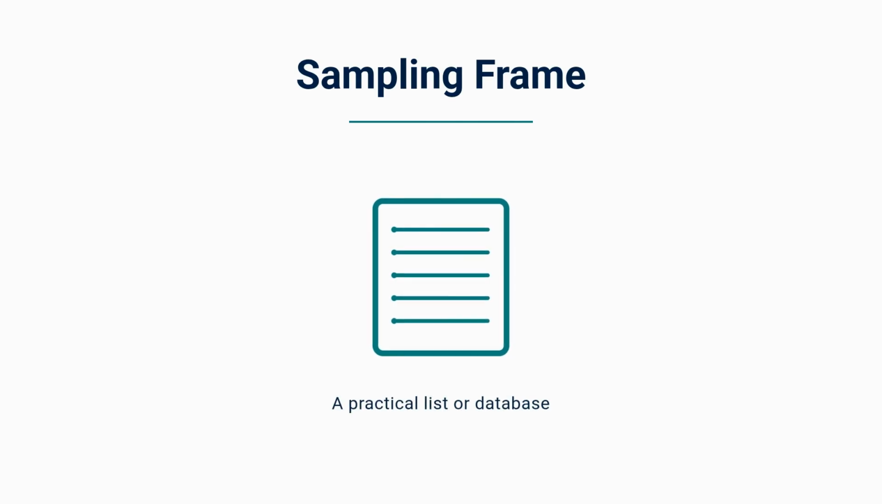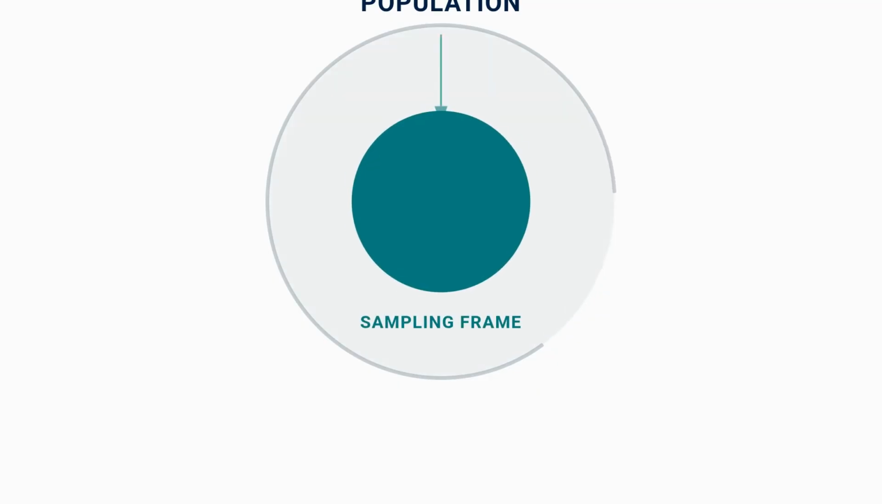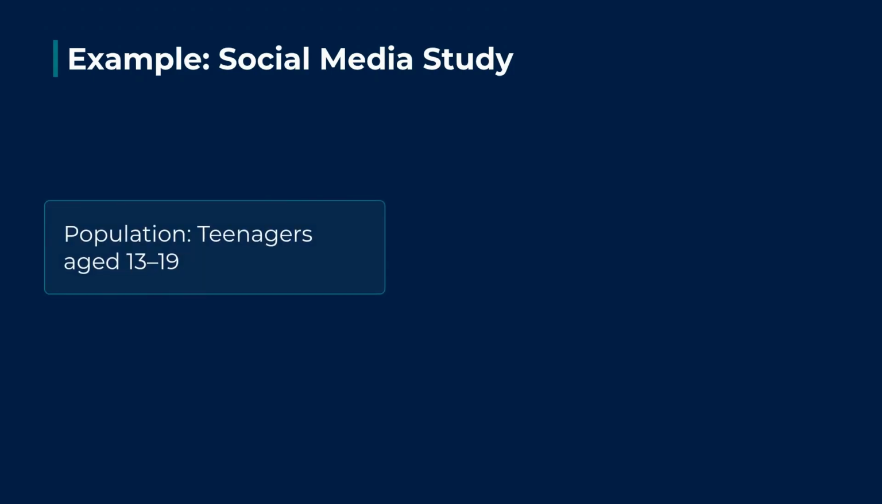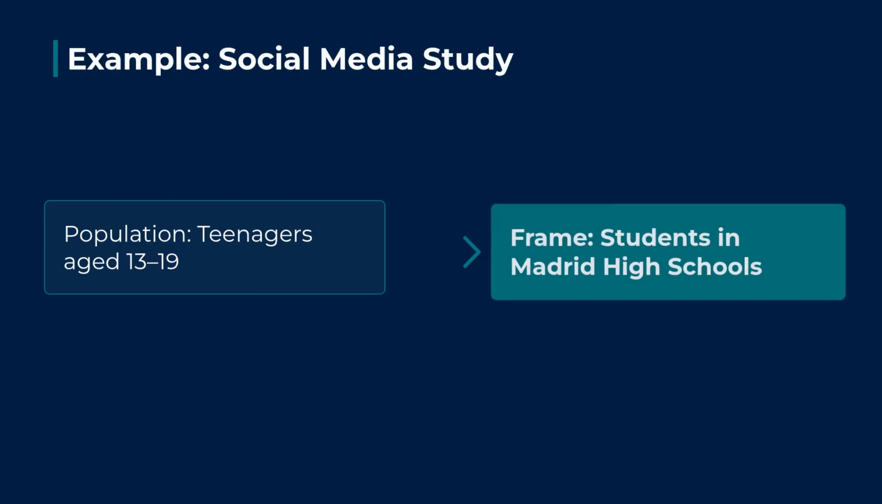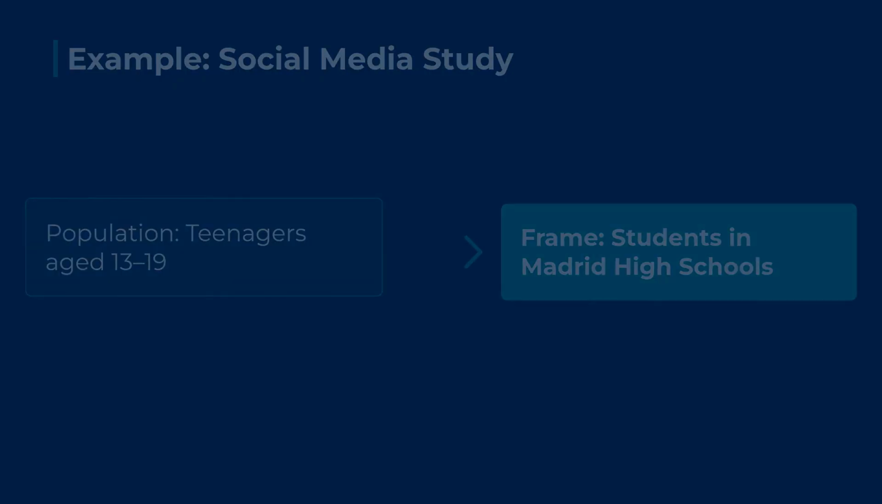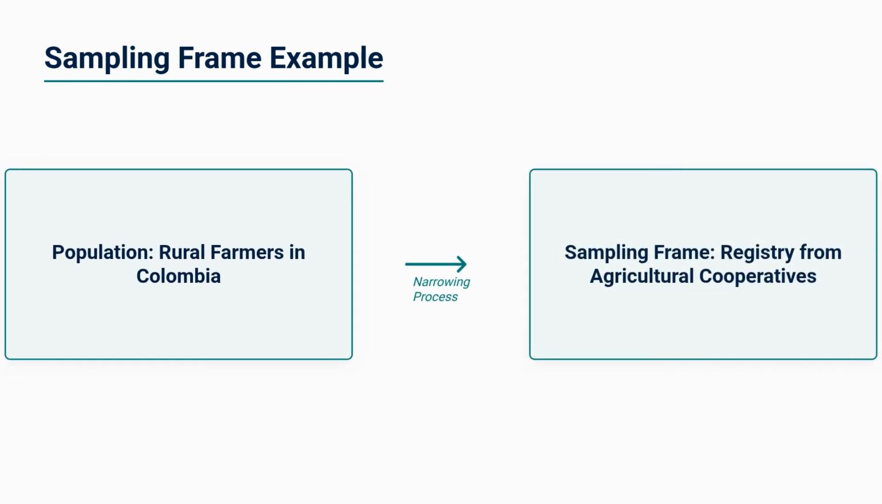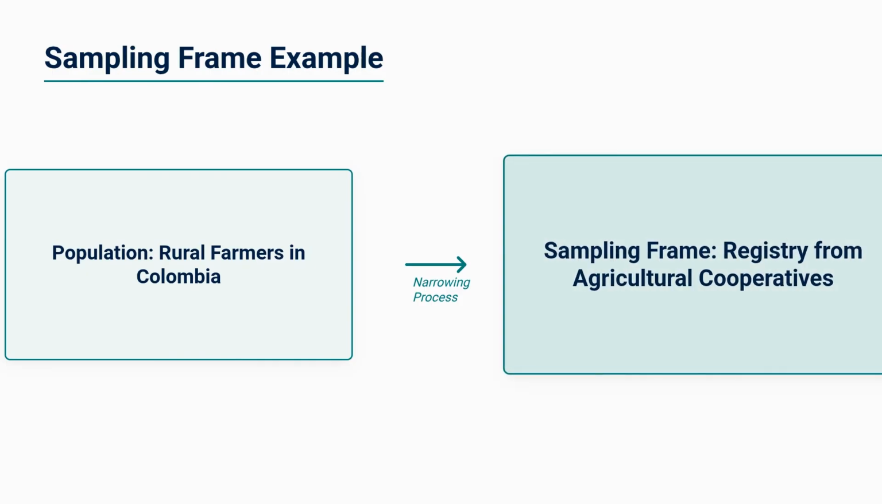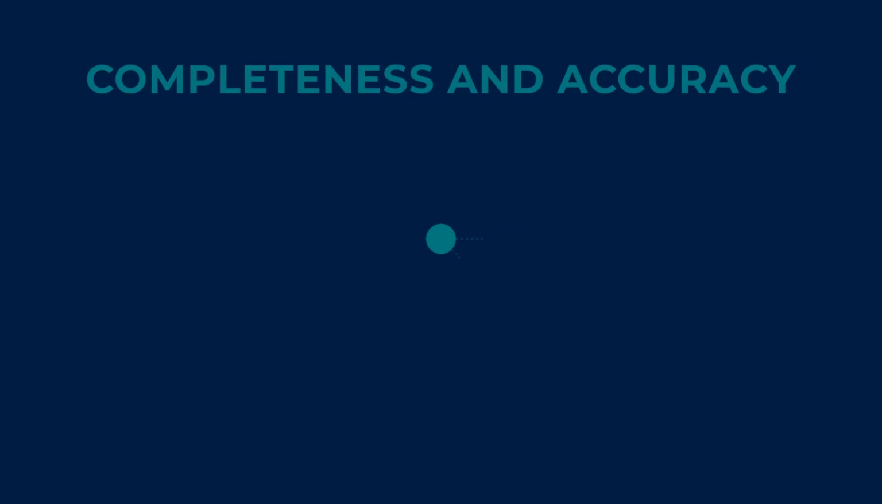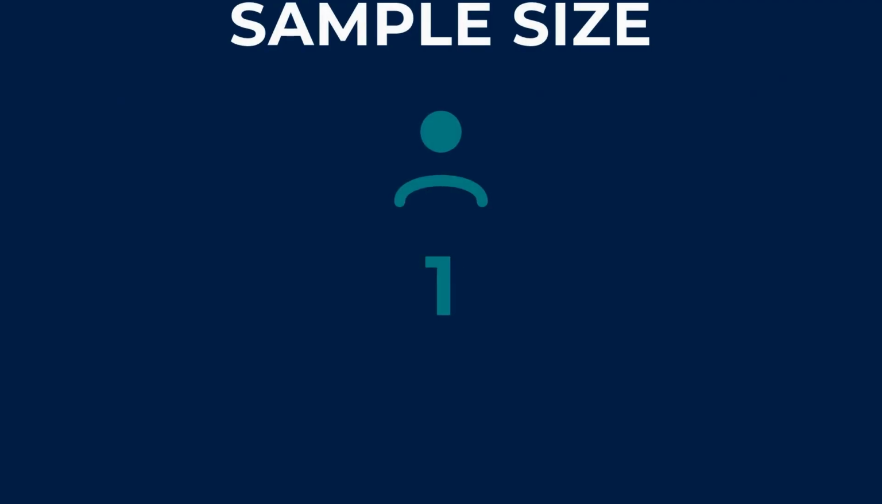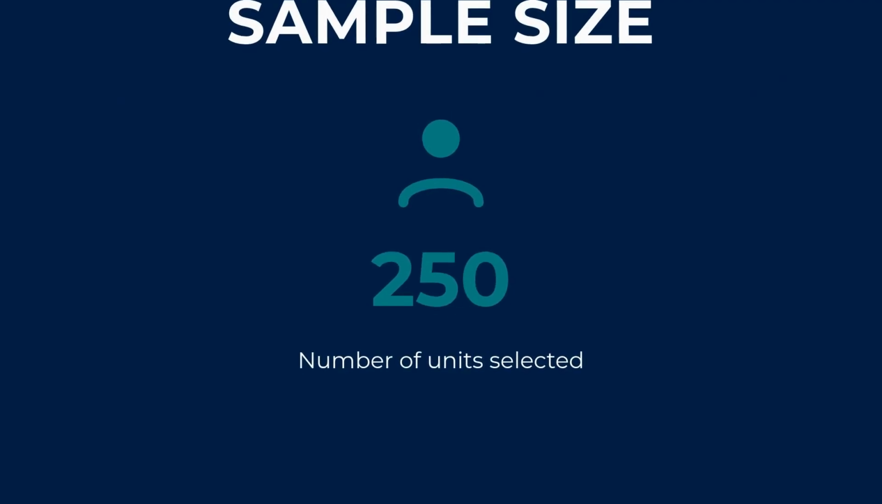The sampling frame is a practical list or database that helps you identify who can participate in your study. It's like narrowing down your population into a manageable group you can actually access. For example, if your population is teenagers aged 13 to 19, your sampling frame might be students enrolled in high schools across Madrid. If your population is farmers in rural Colombia, your sampling frame could be a registry of farmers provided by agricultural cooperatives. The sampling frame should be as complete and accurate as possible to ensure your sample represents the population well.